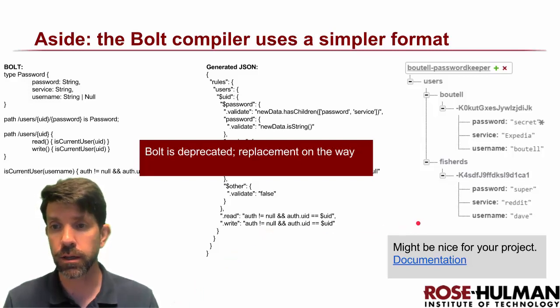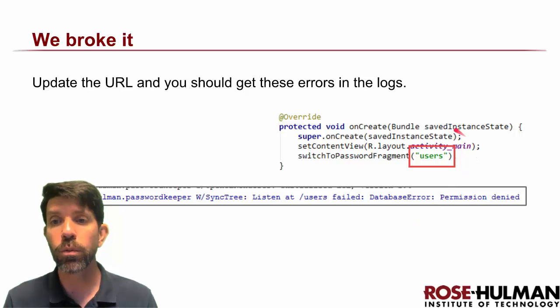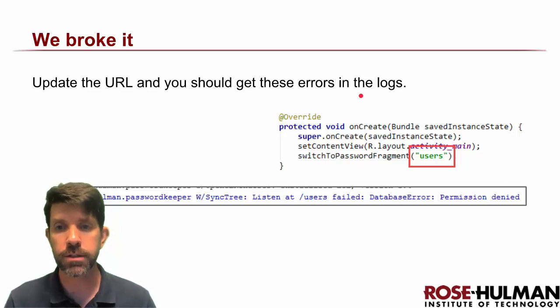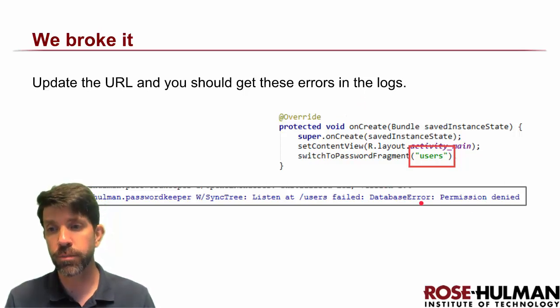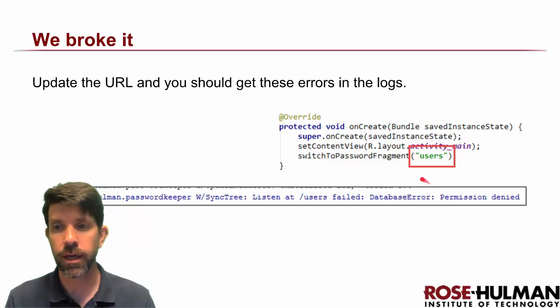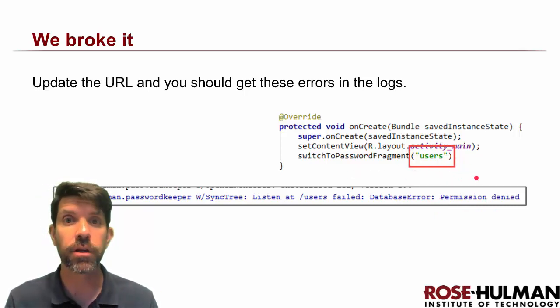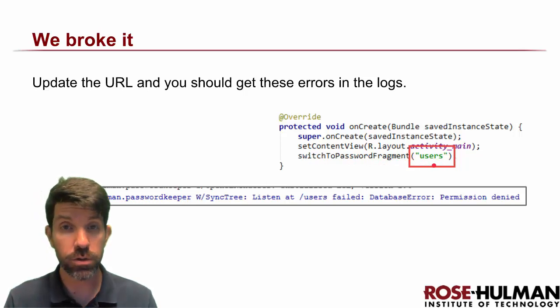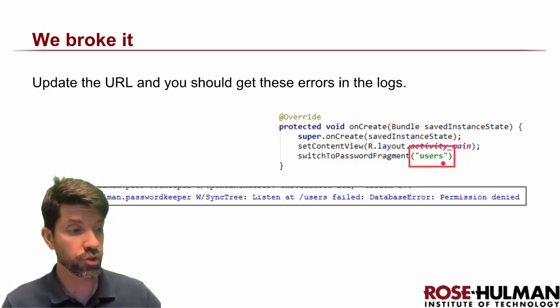So let's move on. I will say right now that because we did that, we actually broke things, and you're going to get some errors in the logs. You're going to get a permission denied because we're not authenticated. One other thing you're going to want to do, because we added this extra level in our JSON, is change the switch to password fragment. It's not just empty quotes anymore. It's going to go into users, right? So you should go ahead and make that change.